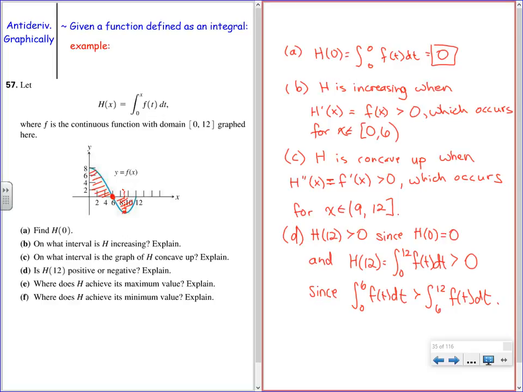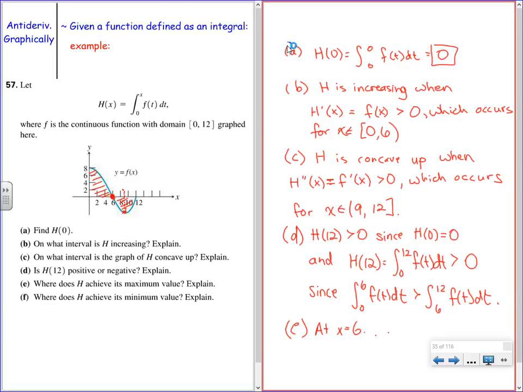Letter E, where does it achieve its maximum value? At 6. How come? Because it increases to 6 and then decreases. That's the only place where its max will occur. Why not endpoints? Think about the behavior of the function. It's strictly increasing from 0 to 6 and strictly decreasing from 6 to 12, so at 6 it's going to be higher than at 0, and higher than at 12. Does that make sense? We should justify it AP style, but for right now, time is running short.